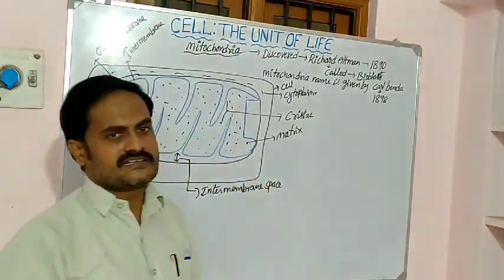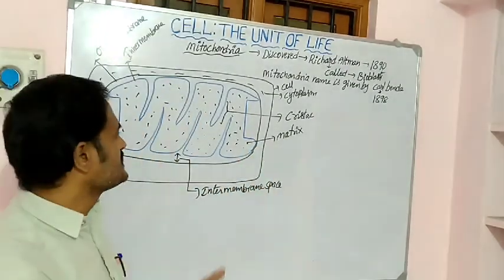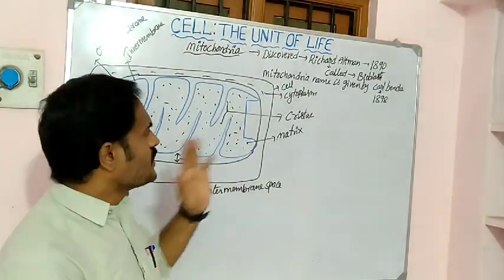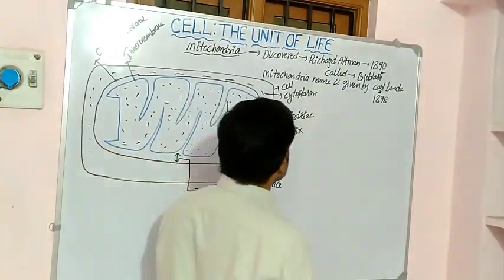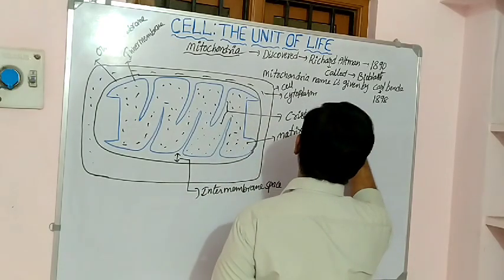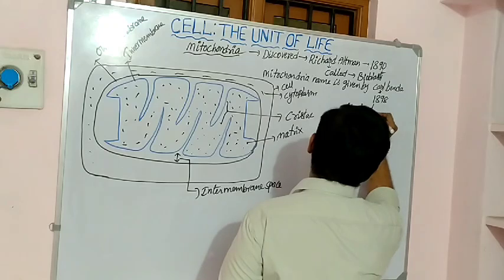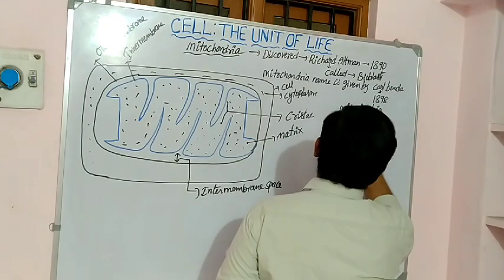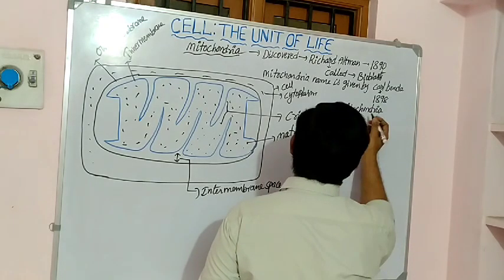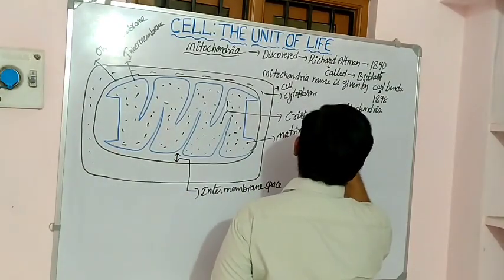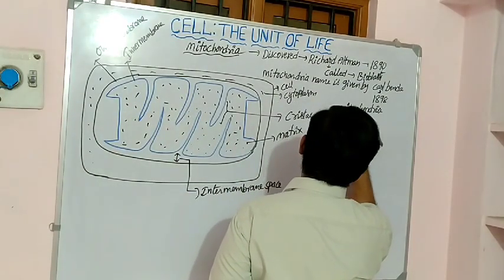Now coming to the functions, some other important parts are also present in the mitochondria. Okay, first, what is the main function of mitochondria here? Before that, it is also called by one name. What is the name? Powerhouse of the cell.